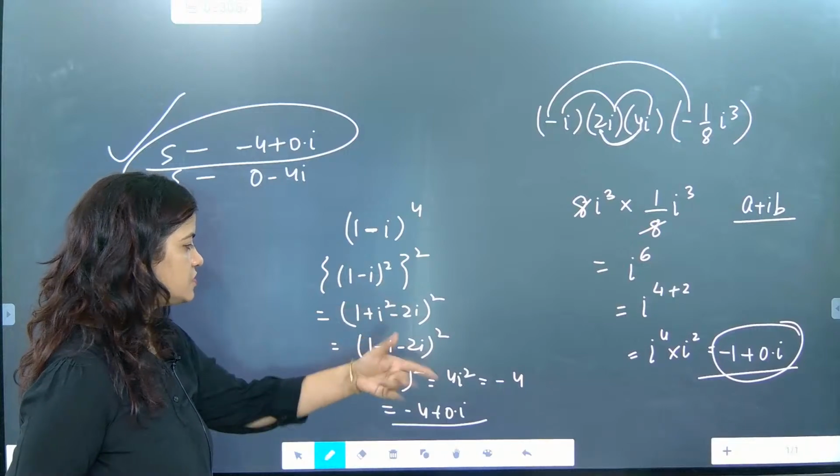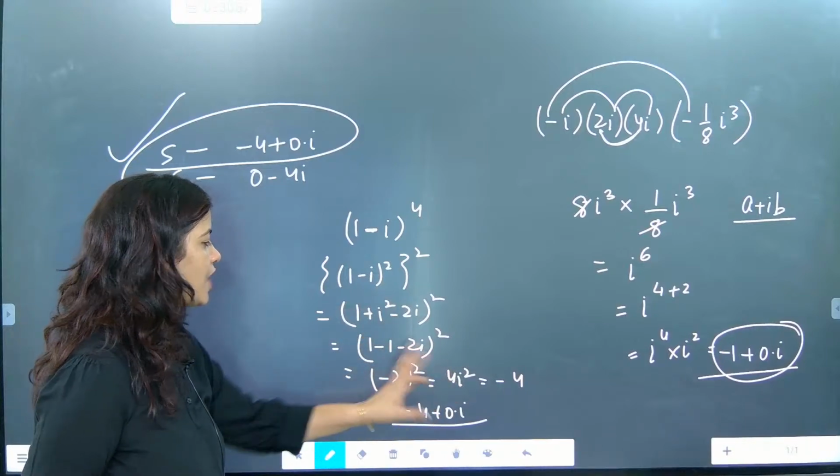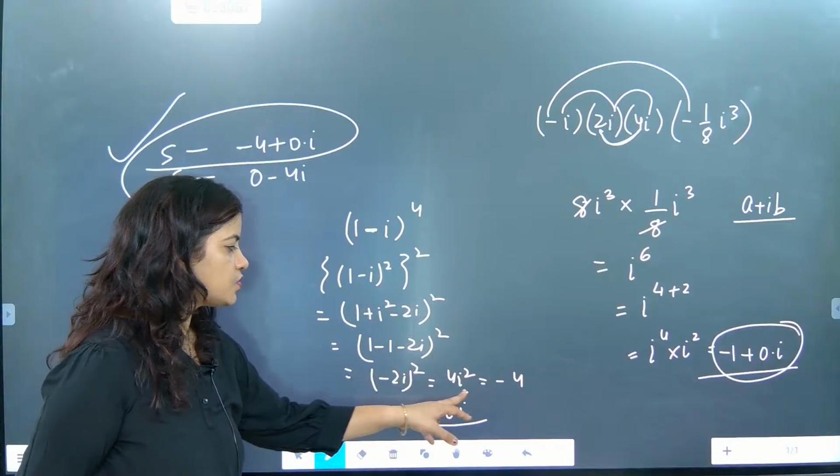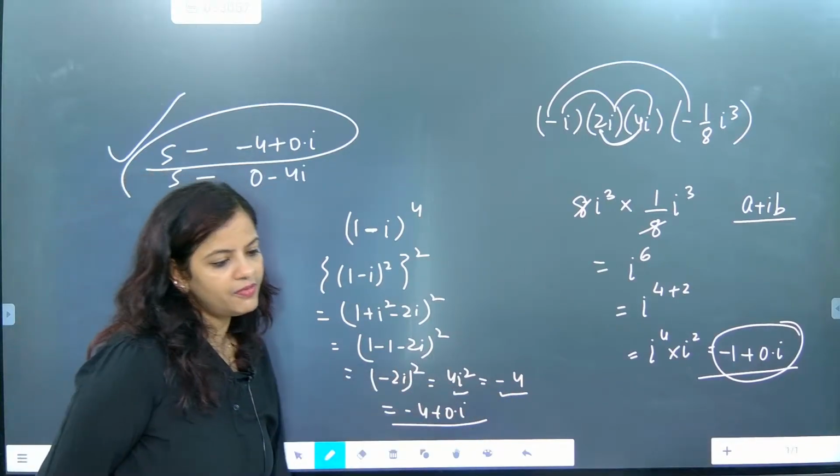I square is minus 1. Gone, beta. Minus 2I square. Minus 2 square will become 4. I square is minus 1. I square is minus 1. So minus 4. If real part is coming, in that we will multiply like this.